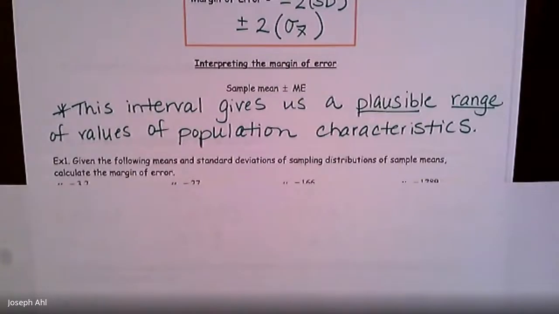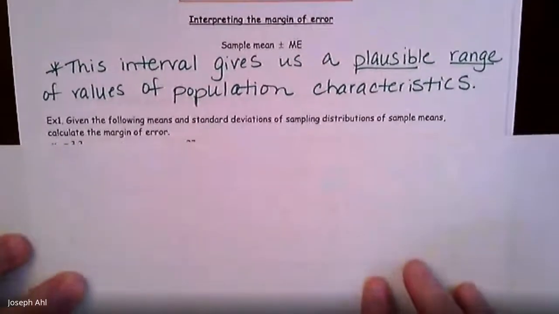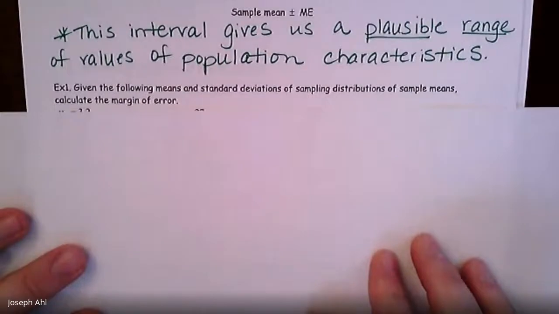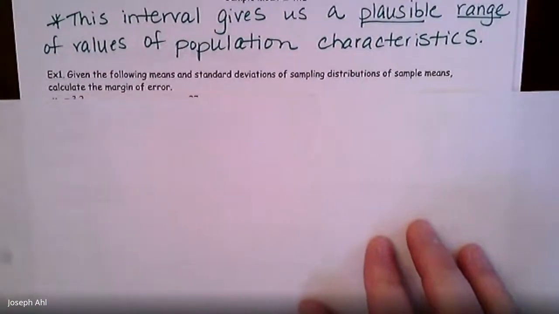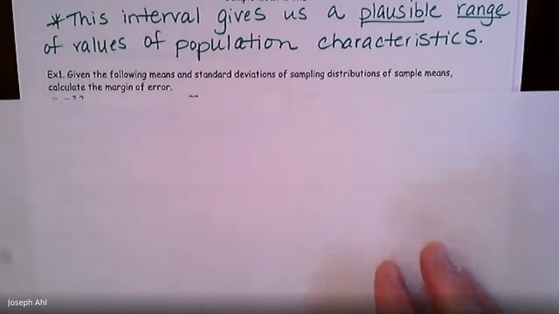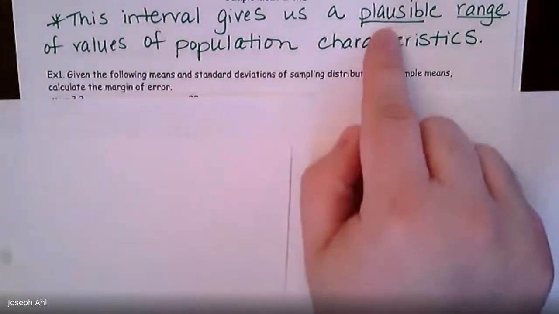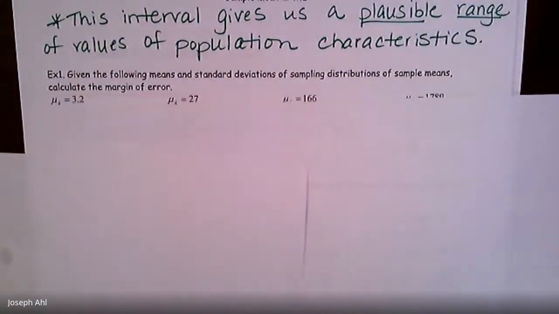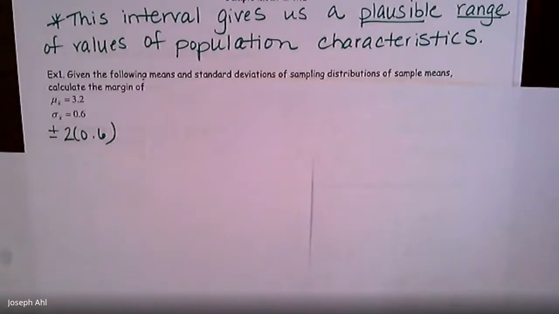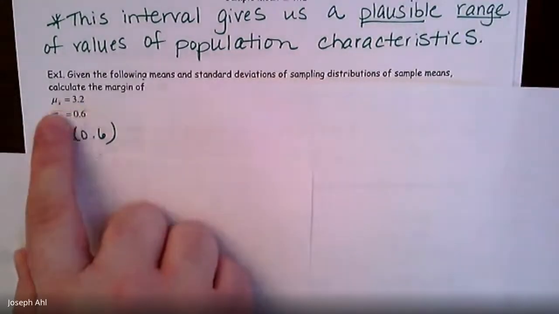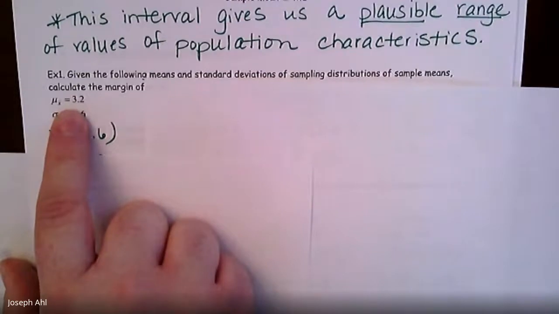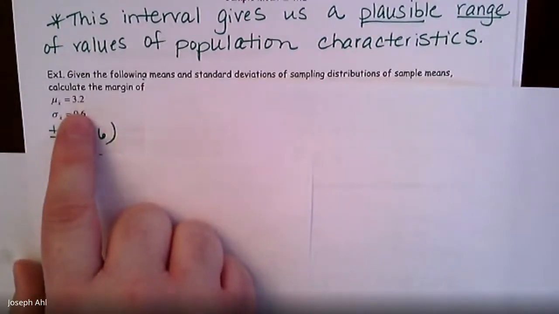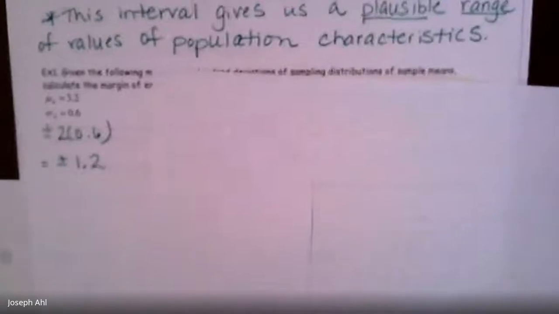In the examples below, you're given some means and standard deviations of some sampling distributions of sample means. Calculate the margin of error. All you're going to do in these examples is calculate margin of error, use the formula at the top, add and subtract 2 standard deviations. We're not really getting to this plausible range part yet, so we're not going to do the range of values that fall within that. But for number 1, if the mean is 3.2 and the standard deviation is 0.6, we don't really have to know mu sub x bar to do this. It's really just relying on the standard deviation. So this would be plus or minus 1.2.